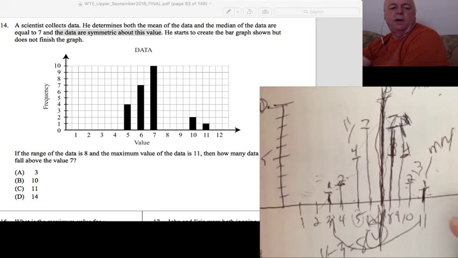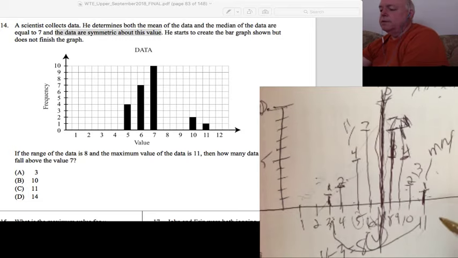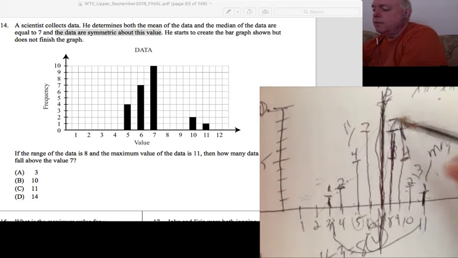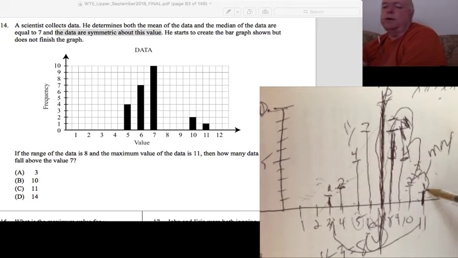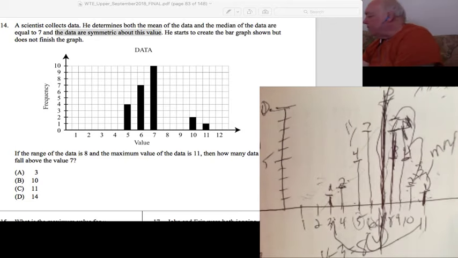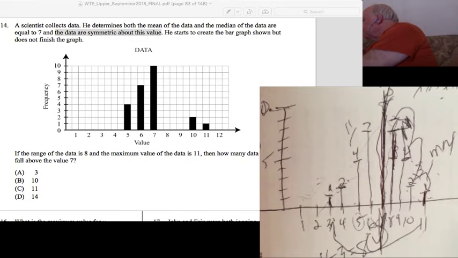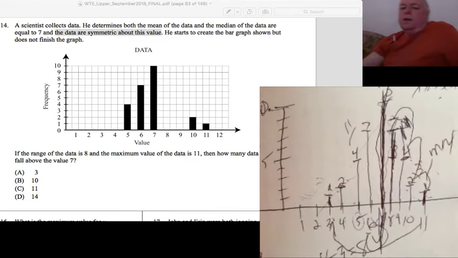How many data points fall above 7? So it's going to be 7 plus 4 plus 3. No, sorry, plus 2 plus 1. So we got 11, 12, 13, 14. We got 14. And the answer better be D. Yeah, it is.